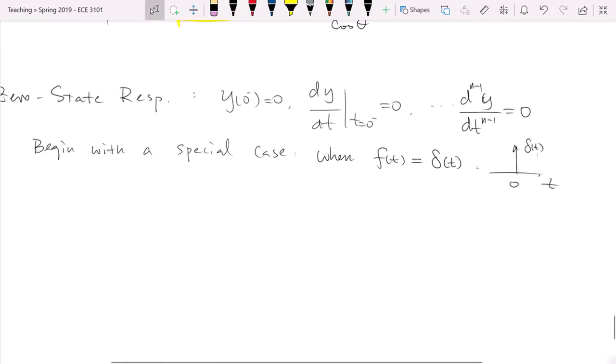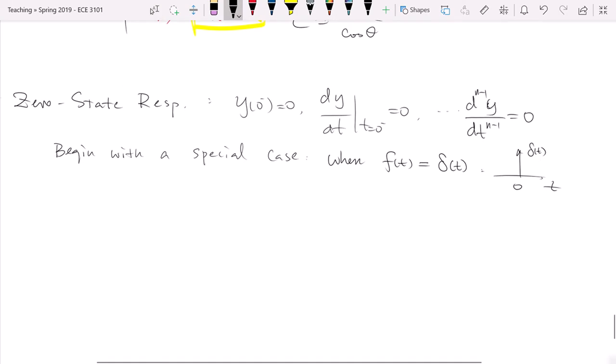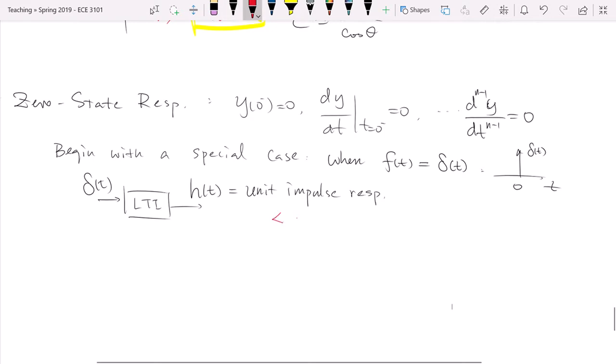And since this is so special, the output is also given a special name. We call it h of t. So whenever we see h of t, it now carries a special meaning. It is called the unit impulse response of the LTI system. And always keep in mind that the unit impulse response is a special case of the zero state response.